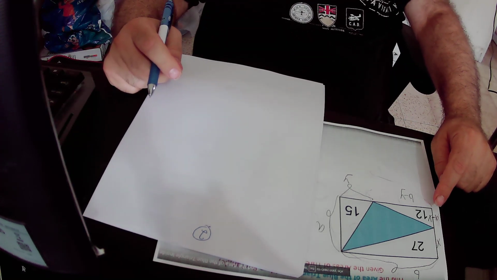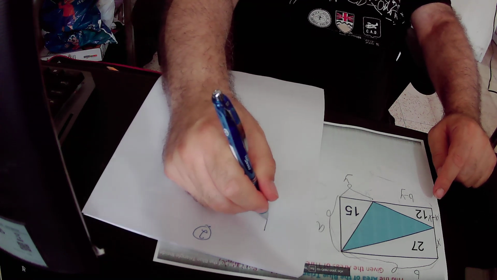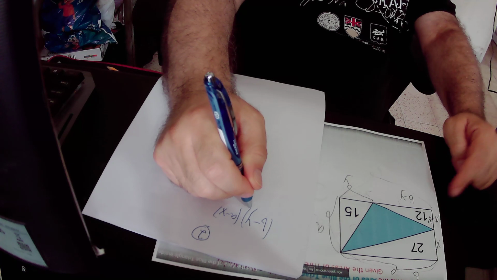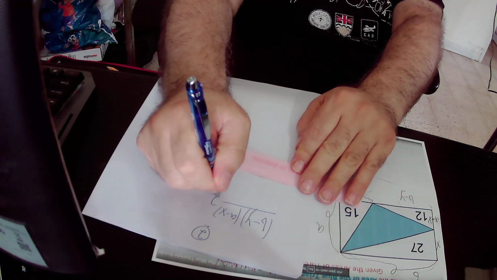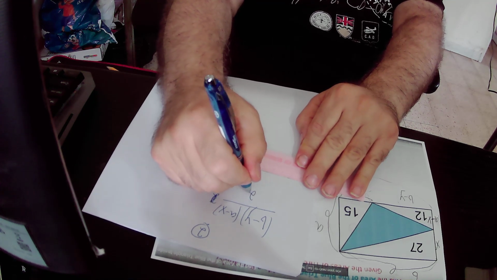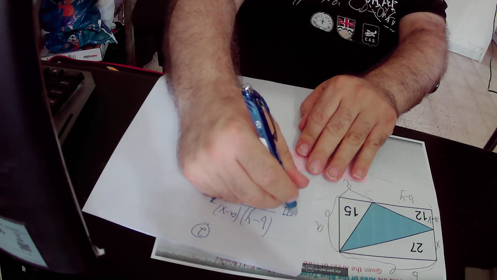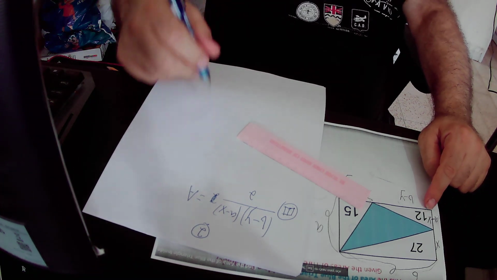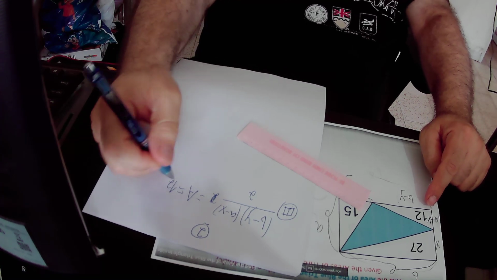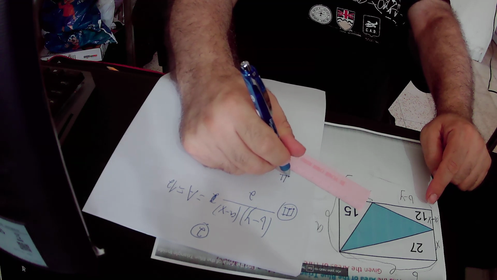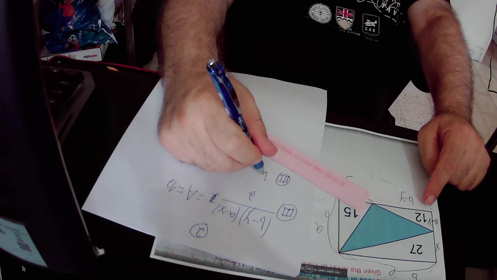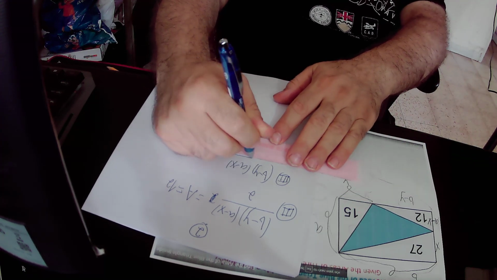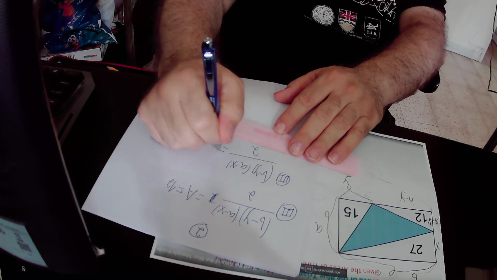So the area of this triangle equals the base of the triangle, that is b minus y, times the height, that is a minus x, all divided by 2. But we already know that the area equals 12, so we can rewrite this equation: b minus y times a minus x, divided by 2, equals 12 units.